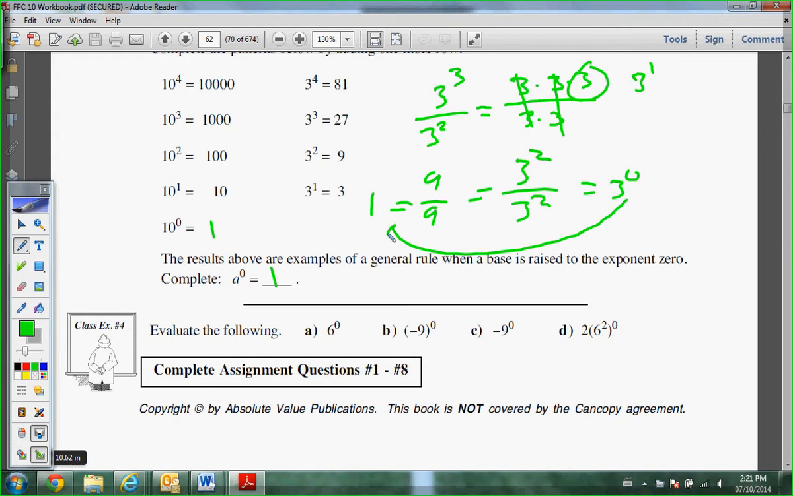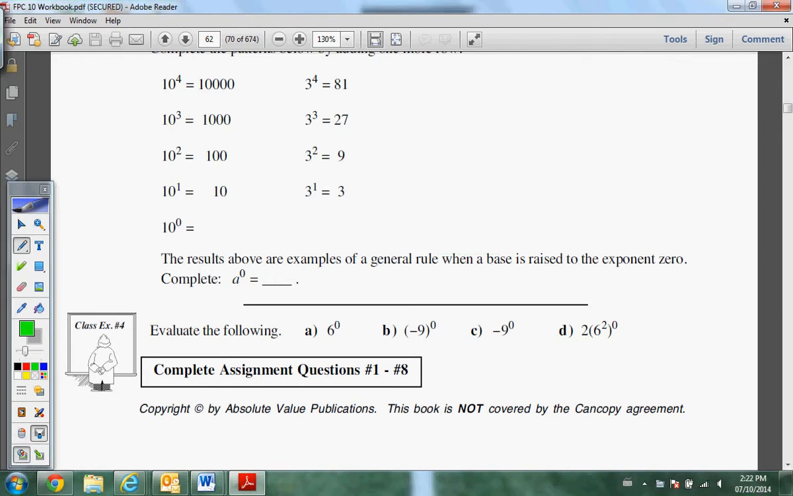Yeah. Cool. So evaluate the following. All these are 1. This is a negative 1. And 2. So this one's a negative 1 because that negative is not being hit by the 0. The 2 is not being hit by the 0, so that's a 1. The 2 just stays a 2. All right. We good? Okay.